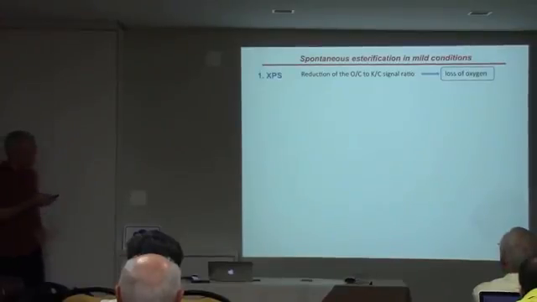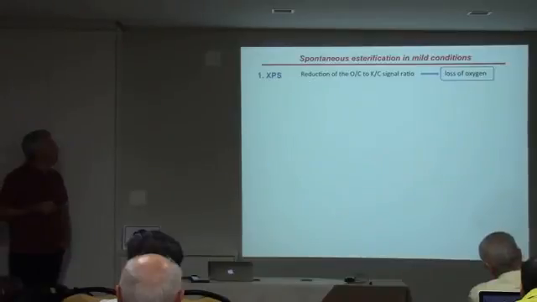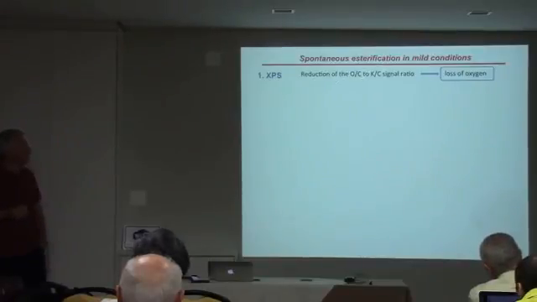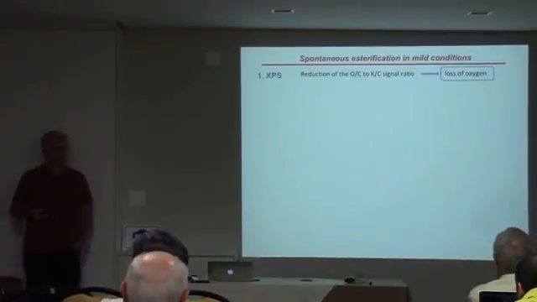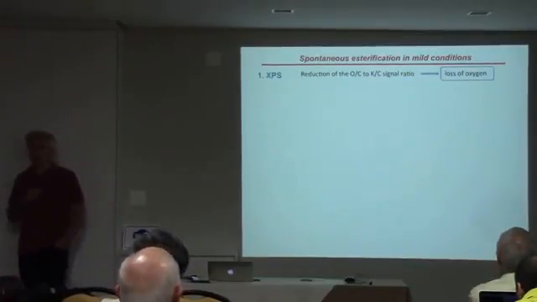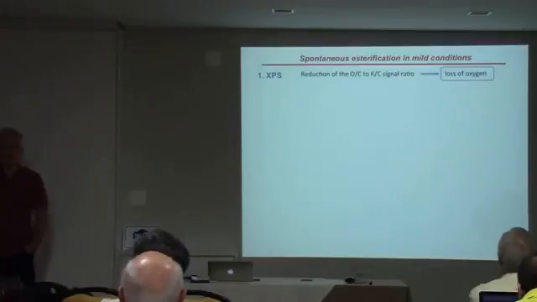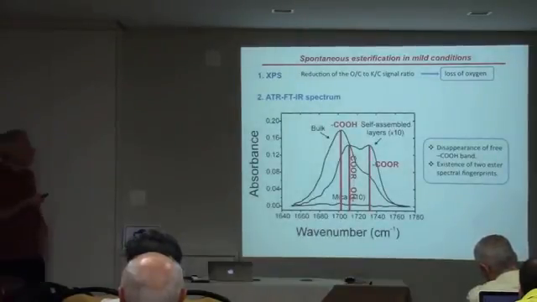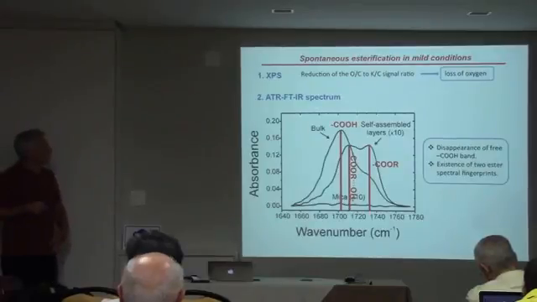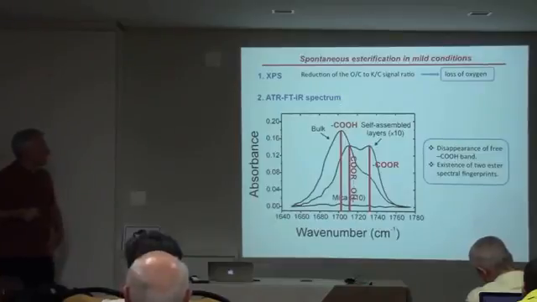We have also two interesting experimental observations. The first one is from the XPS, where we observe a reduction of this signal, which means that we are losing oxygen. What does it mean that we are losing oxygen? Basically, that we are losing water. Why? Before the answer, we have another observation. The other observation is from the infrared spectrum.